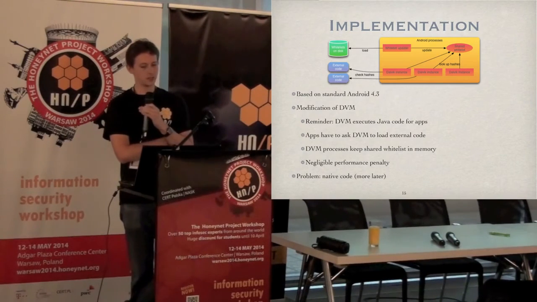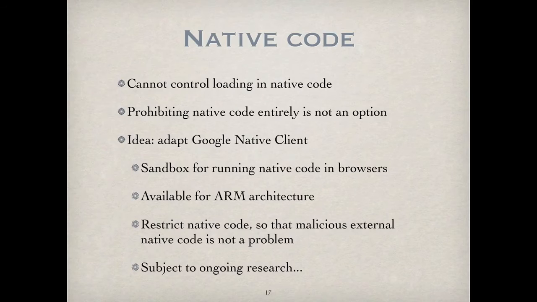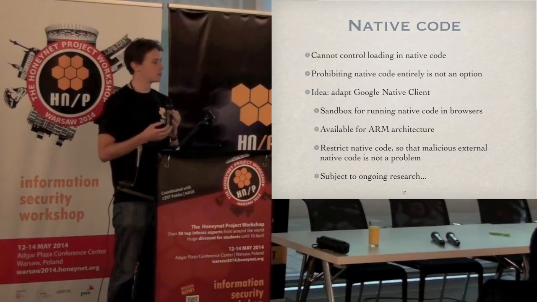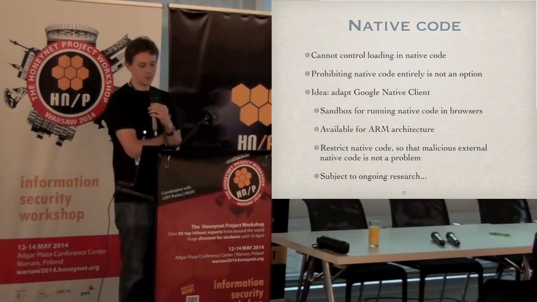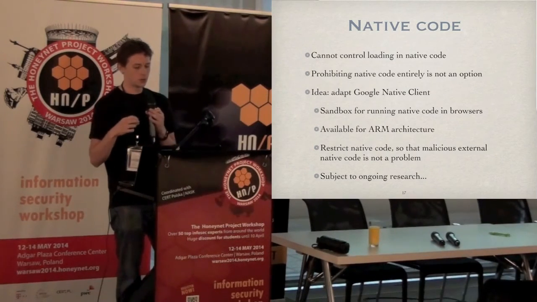But we have difficulties with native code that I'm going to go into shortly when we get to the limitations. So native code is one problem, because our protection system is implemented in the Java runtime environment. The good thing about Java is that if you want to load external code, you have to tell the environment that you want to do it. Once you load native code, you don't have to tell it anymore. So in native code, you can do all the nasty stuff that we know from PC. And it's very difficult to realize if native code is loading external code.